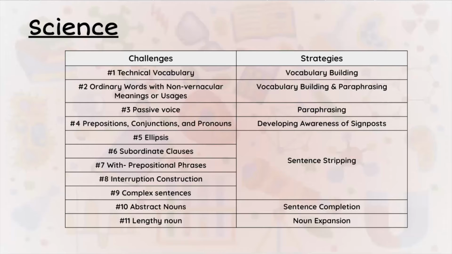And for number 10, abstract noun, the strategy is sentence completion, which requires students to synthesize information from prior text into a noun.